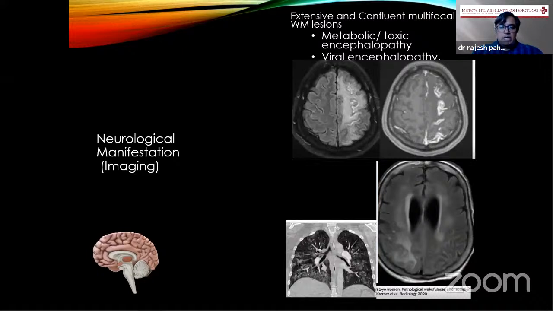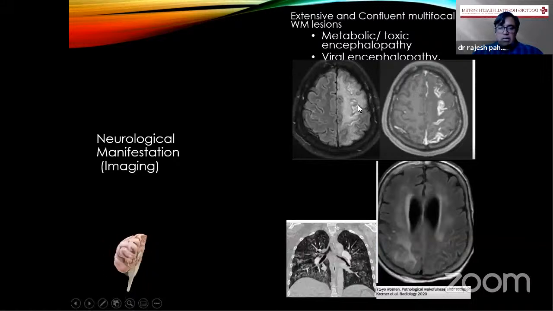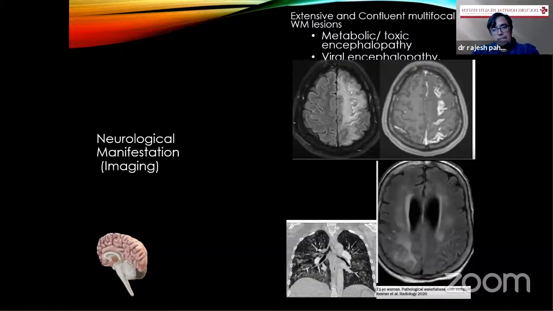And another pattern is the extensive and confluent multifocal white matter changes, as we can see over here. On this image it is in the left cerebral hemisphere, and on this image, it's bilateral. And also there was some sulcal enhancement. Again, these findings are described in a COVID-19 patient, a 71-year-old male with pathological weakness after sedation. But again, we can see these findings in viral encephalopathy, and metabolic and toxic encephalopathy.